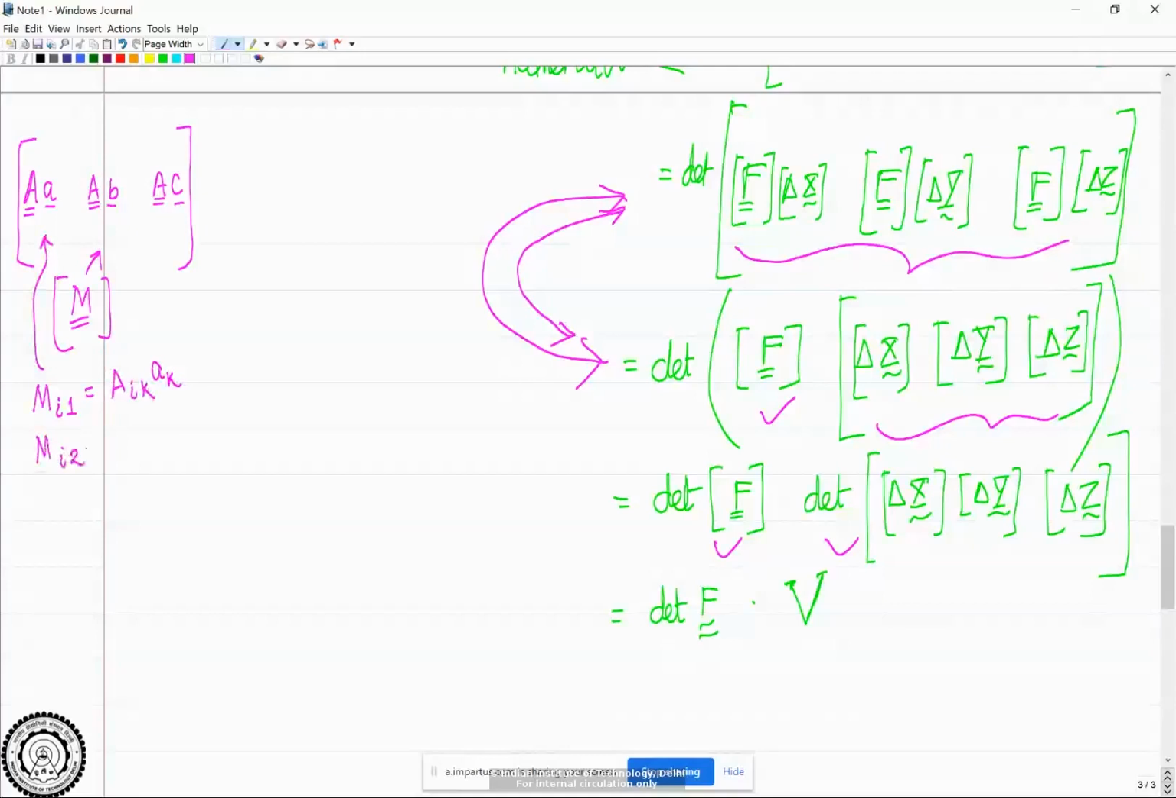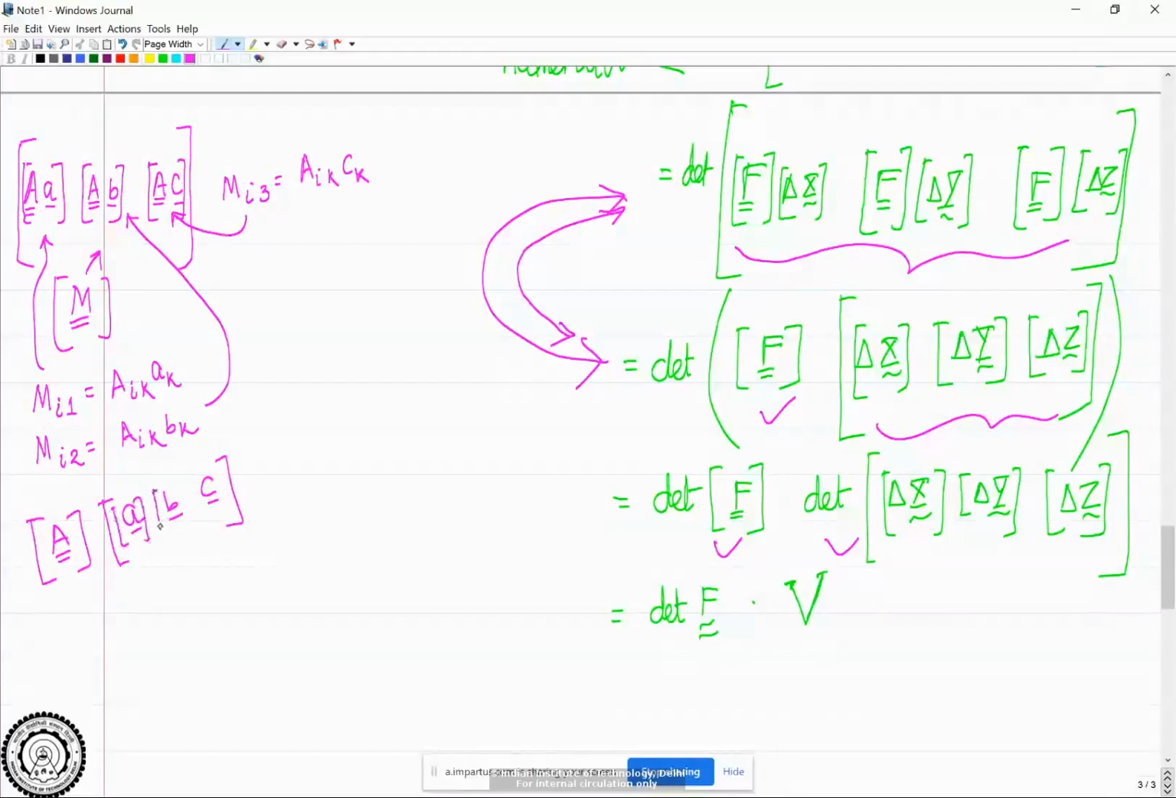What is M_i2? That's A_ik into b_k. Is that correct? And then what is M_i3? That's A_ik into c_k. Isn't it? Because each of the columns are the product of matrix and vector. And I said that this is same as writing it as matrix A multiplied with a, b, c. So let's call this thing as matrix, suppose B. So M, matrix M here is then big A into big B, right?